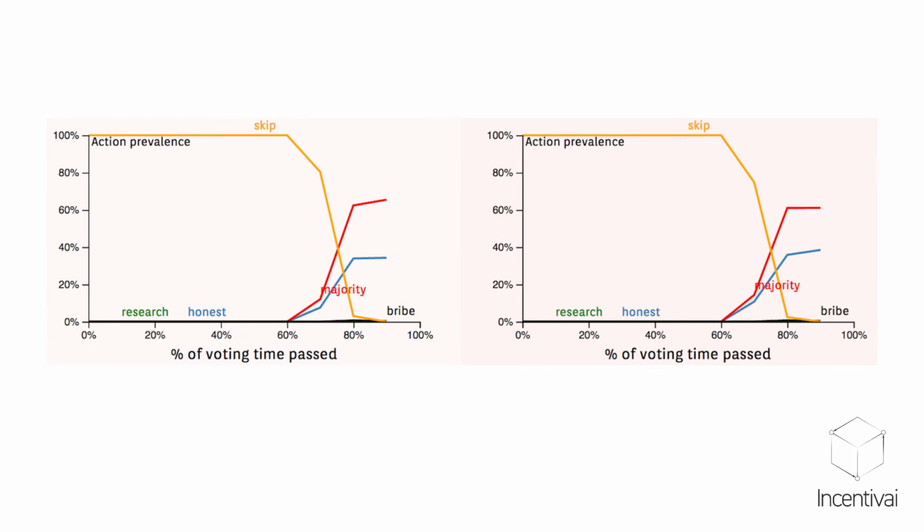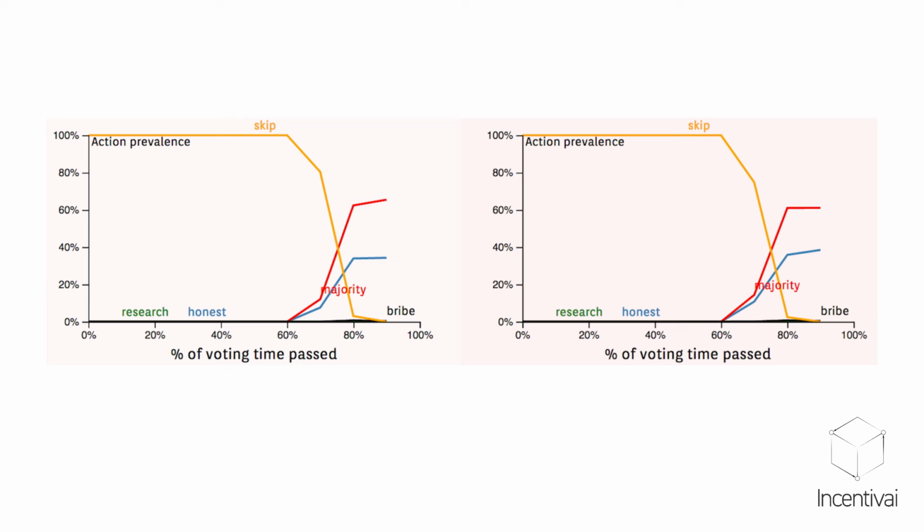And then these graphs show the same thing in a different way, but now on the x-axis, we have the time passing. This is the time passing during the vote. So we can see that when the vote starts, the prevalence of skipping is just 100%. So early on, nobody wants to vote because it's just too risky. And then people only start voting later on when it's close to the end of the vote.